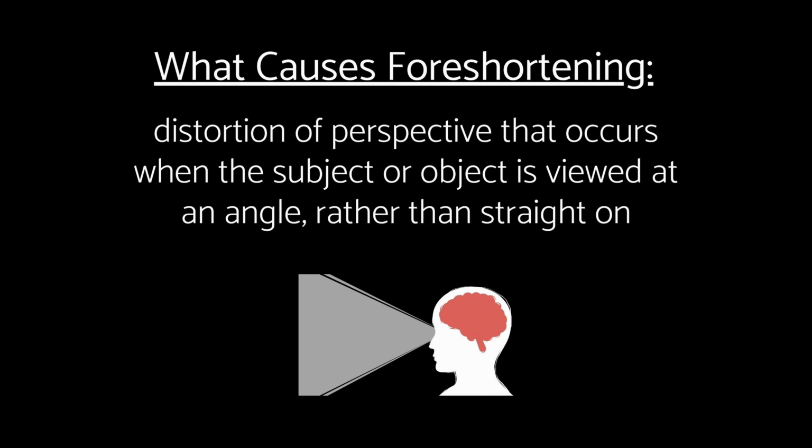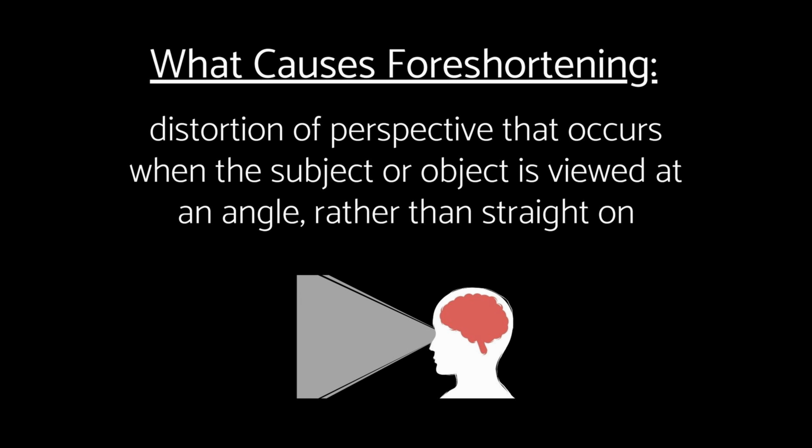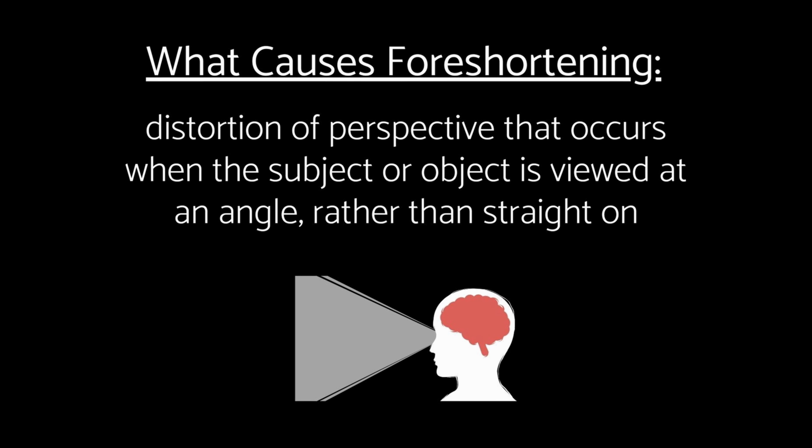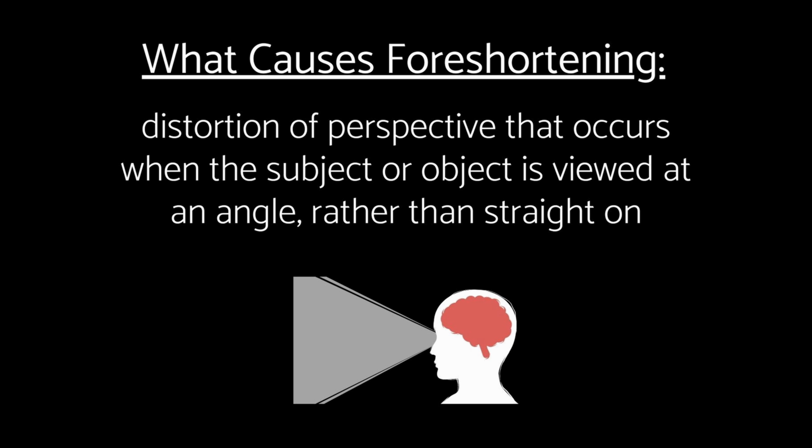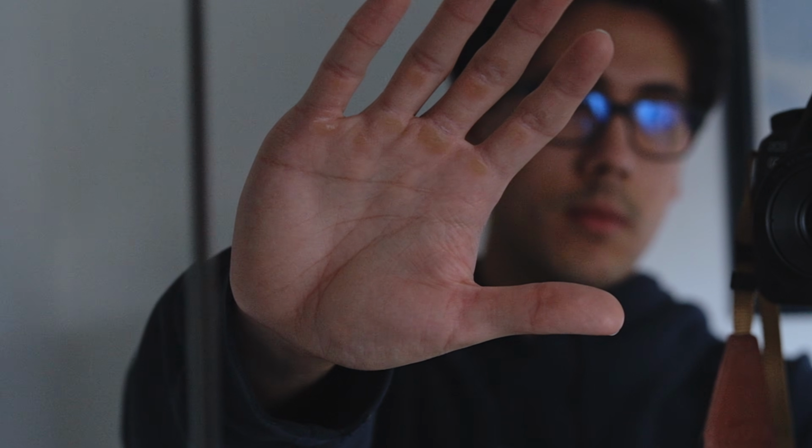Foreshortening in photography is caused by the distortion of perspective that occurs when the subject or object is viewed at an angle rather than straight on. This perspective is distorted due to the way our eyes perceive depth and distance. When we view an object straight on, the object appears to have true proportions and dimensions. When we view an object at an angle, however, the dimensions appear to change. The parts of the object closest to the lens will appear larger, while the parts of the object furthest away from the lens will appear smaller.